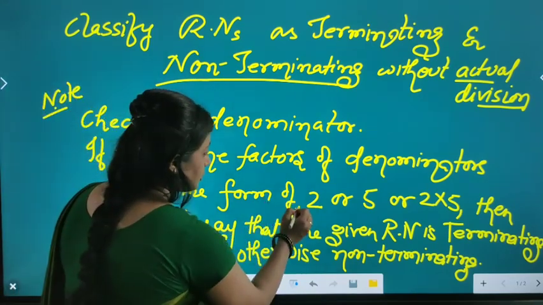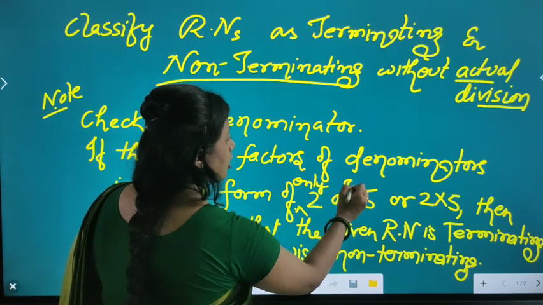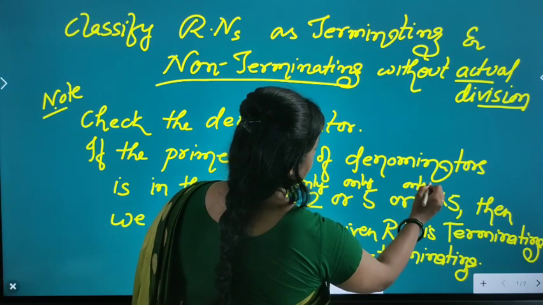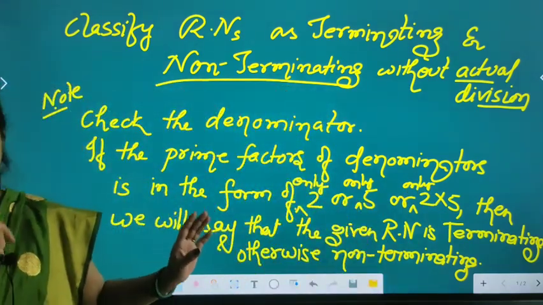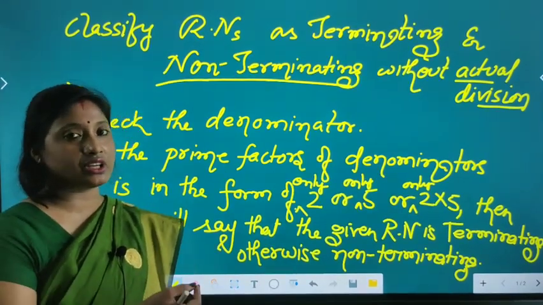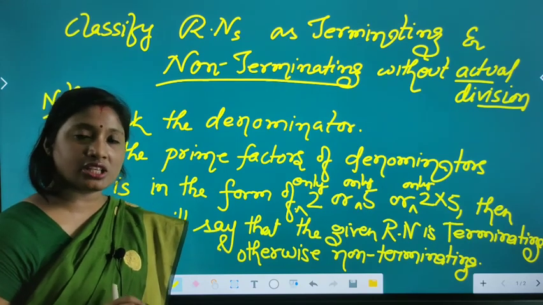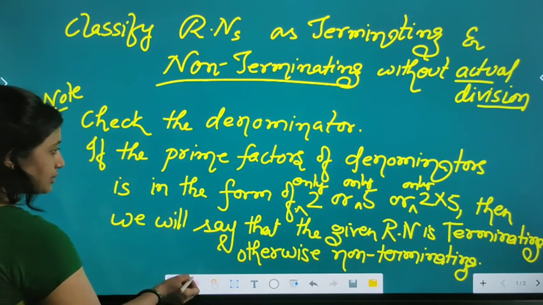You can add the word here: is in the form of only 2 or only 5 or only 2 and 5. That means if apart from 2 and 5 you get any other number, 3 came, 7 came, 11 came, then we cannot say that it is a terminating decimal number. So let me give you a few examples.